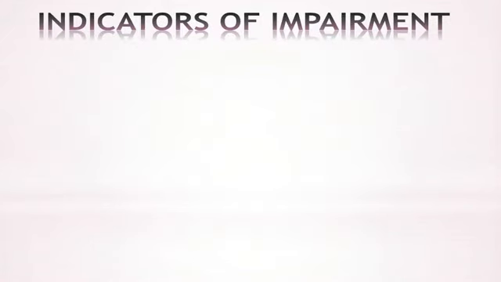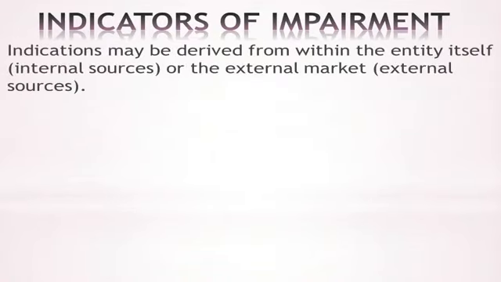Now let's look at some indicators of impairment. The indication may be derived from within the entity itself, which is termed internal indicators or internal sources, or from the external market, which is termed external indicators or external sources. Let's look at the internal sources of indicators of impairment.